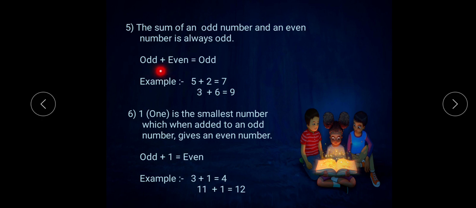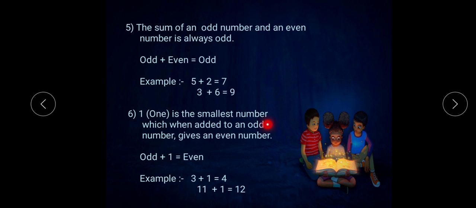That is, if these numbers are the same, that is odd plus odd, it will give even. Even plus even, even. But when it is different, see here, it is odd and it is even. So the answer will be odd. Okay. Let us see the sixth point.